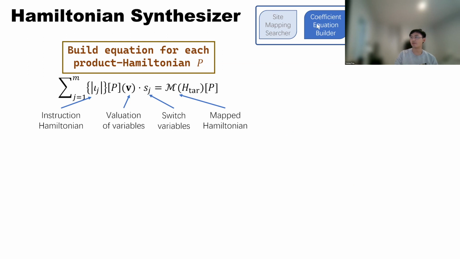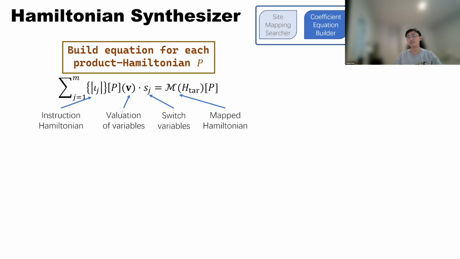So the second step is called the coefficient equation building. We build the equation for each product Hamiltonian P, which is basically the storage unit of the Hamiltonians in the SimuQ infrastructure. So we build an equation in this form, where the left-hand side is a huge summation among all the instructions specified by the AAIS. And for each instruction, we extract the coefficient of the instruction Hamiltonian of the instruction eta j here, and extract the coefficient of the product Hamiltonian P.